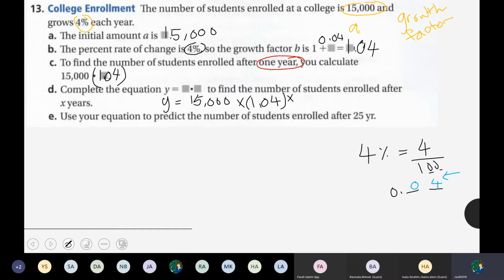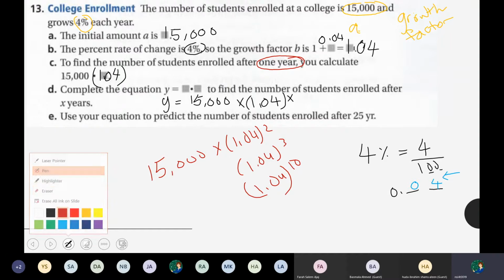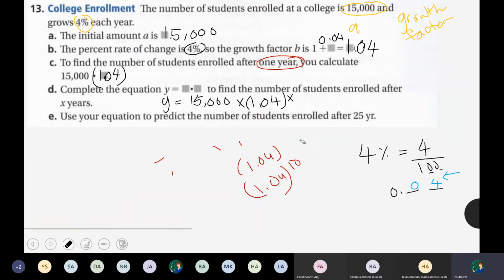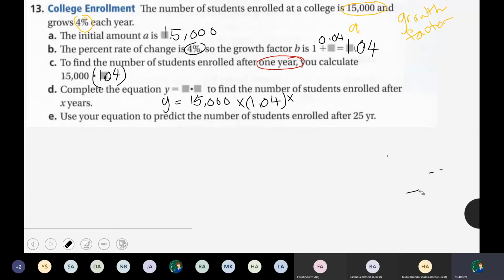After 2 years, you multiply 15,000 by 1.04 to the power 2. After 3 years, to the power 3. After 10 years, to the power of 10. After x years, to the power of x. So the function is 15,000 times 1.04 raised to x.